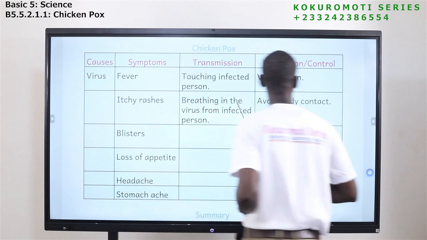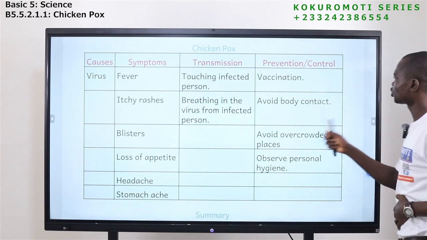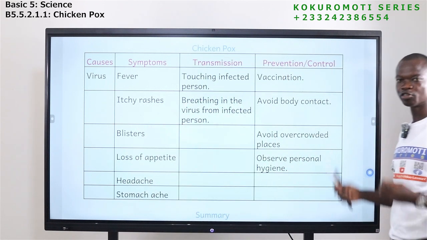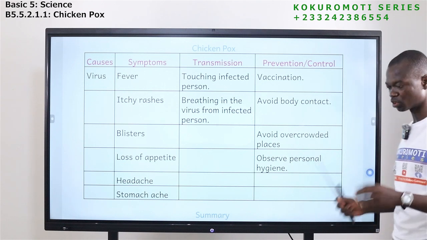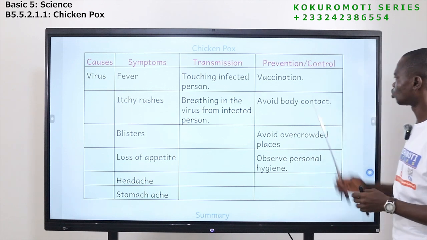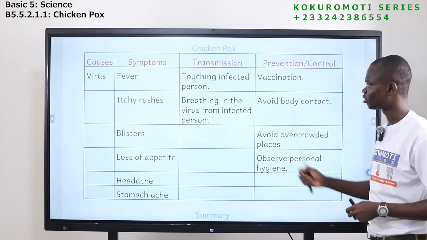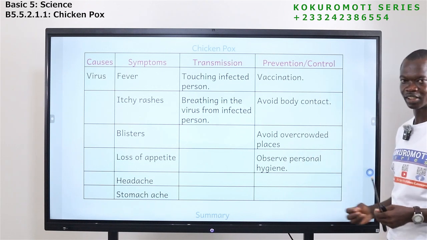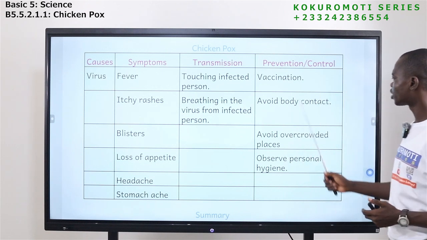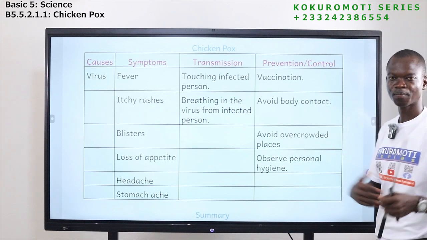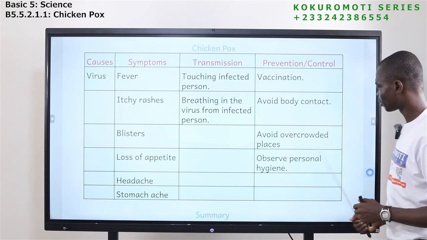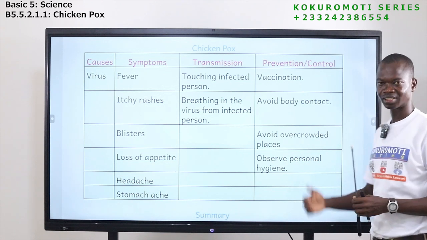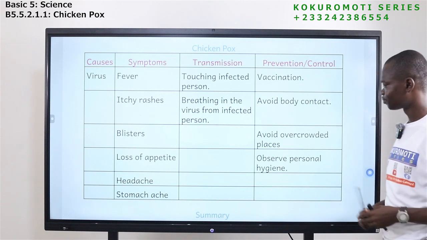Okay, the next one is prevention or control. How to make sure that you do not get it, or even if you have it, how to ensure that you do not spread it. Okay, so 1, get vaccinated. You need to be vaccinated. 2, avoid body contact. Don't have body contact with other people. 3, avoid overcrowded places. So don't go to places that are crowded.